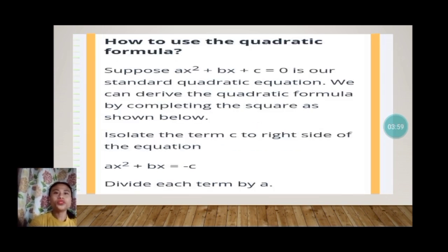How to use the quadratic formula? So, suppose ax squared plus bx plus c equals 0 is our standard quadratic equation. We can derive the quadratic formula by completing the square as shown below. Isolate the term c to the right side of the equation. ax squared plus bx equals negative c. Divide each term by a.